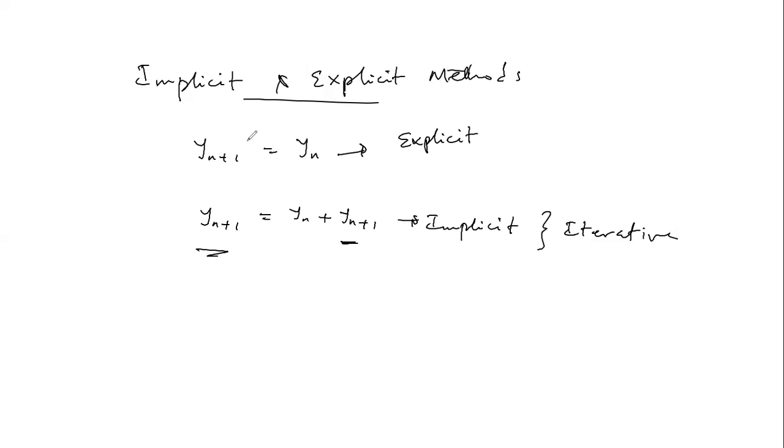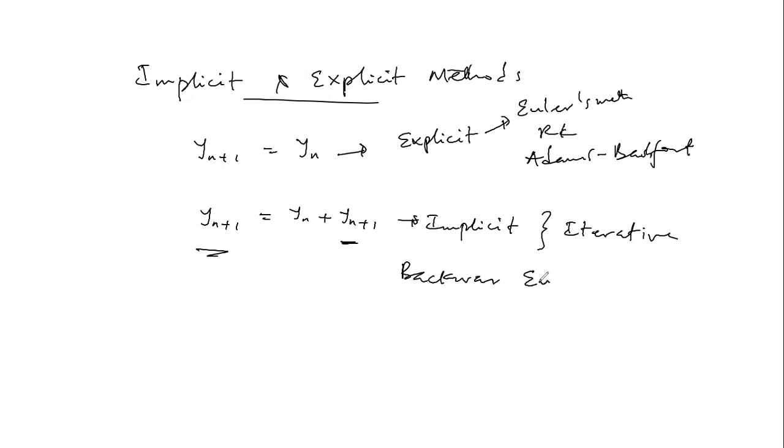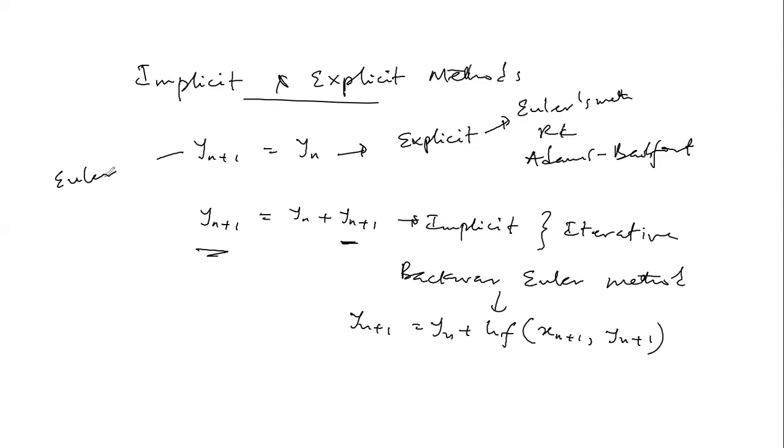And some of the methods for the explicit method are Euler's method, the Runge-Kutta method, even the Adams-Bashforth, and all of that. Then for the implicit method, we have the backward Euler method, which is an implicit method. And you see that the update is given as y sub n plus 1 being the same as y sub n plus h of f, x n plus 1, y n plus 1. This is the backward Euler method. While the Euler method, which is an explicit method, is simple and straightforward, which is y n plus 1 being the same as y sub n plus h of f, x n, y n.